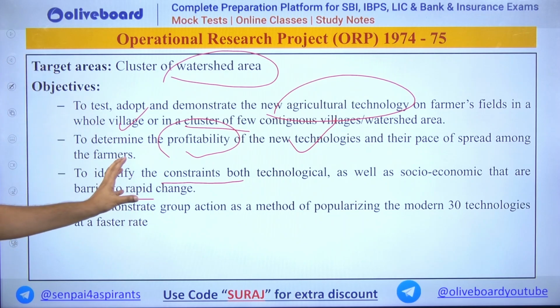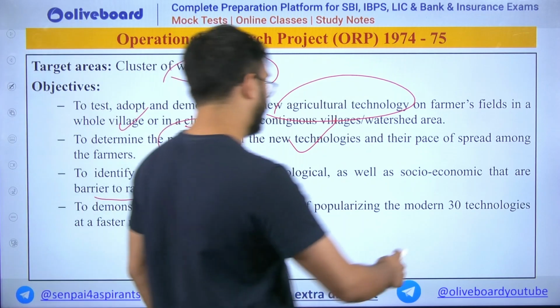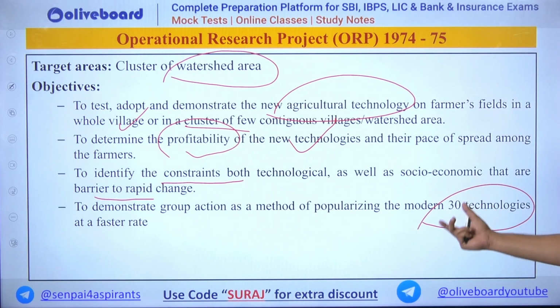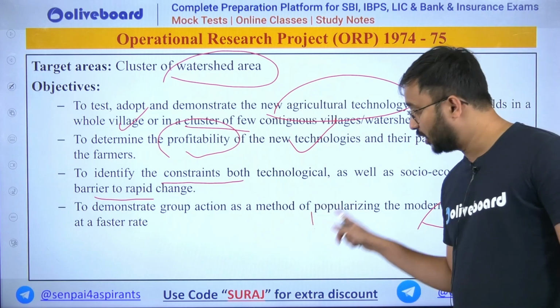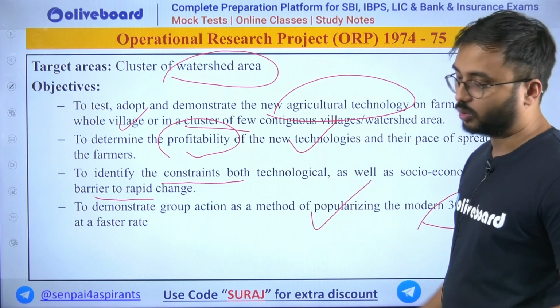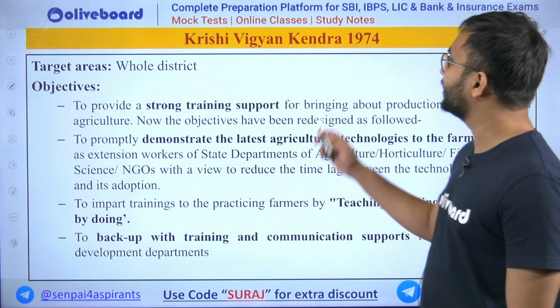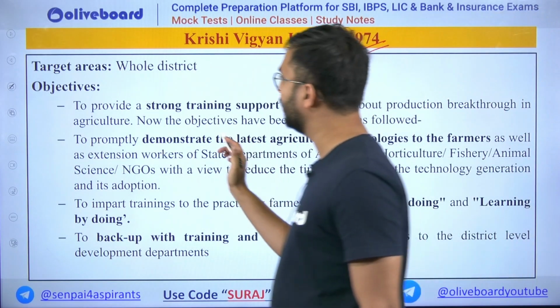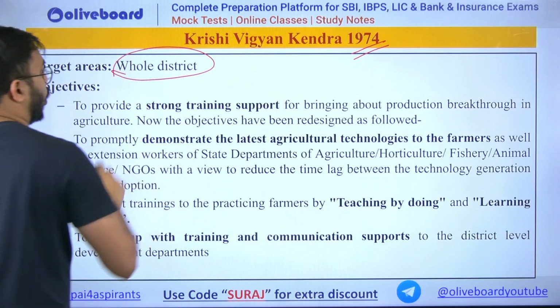Okay, other than that, if you see, almost 30 technologies were demonstrated and popularized at that time. Okay, then let's move forward. That is Krushi Vigyan Kendra, 1974. Very, very important. You have to remember this. Target area was the whole district.